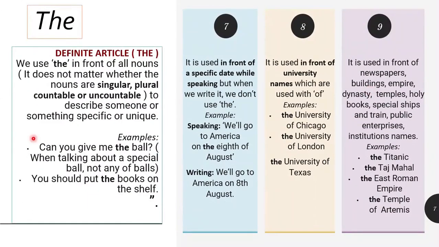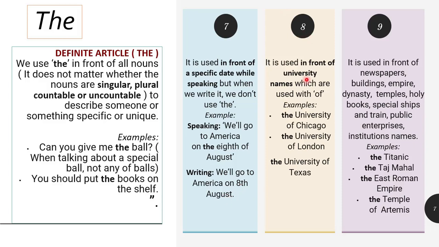The next one, still the use of the here, number 7. It is used in front of specific dates while speaking, but when we write, we don't use the. We'll go to America on the 8th of August. The 8th of August is spoken, in conversation. But in writing, it is not with that. We'll go to America on 8th August. See here, the 8th of August when speaking, but you write it just 8th August.